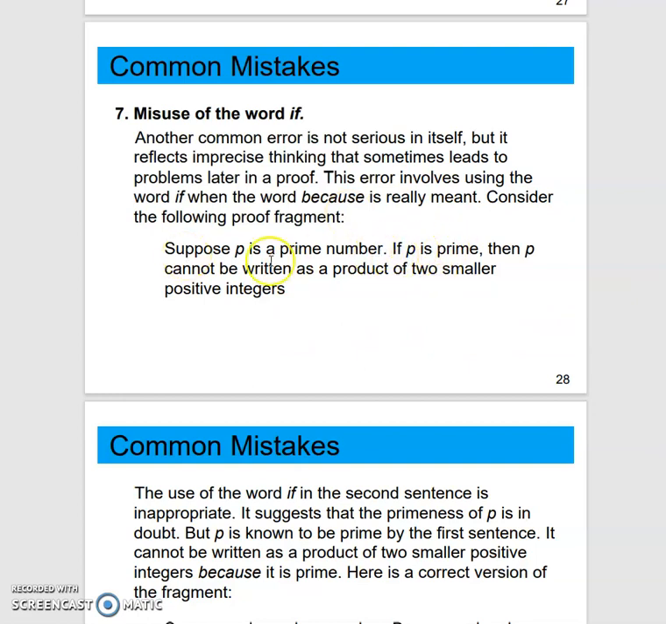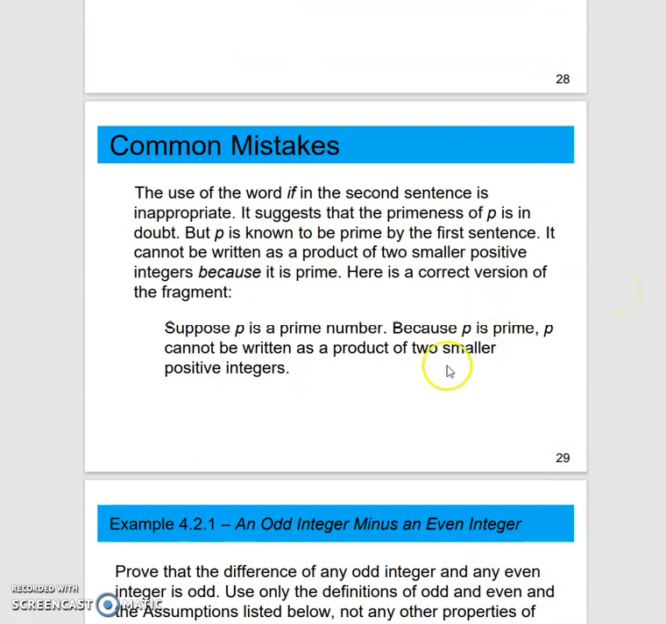So here, we are already supposing it's a prime. I don't then want to put the word "if" after that, because it's not an "if." I've already said this is a prime number. So again, "if" should really only be used in my given information, unless I need to drop into cases. So here we would then say instead "because" or "since."